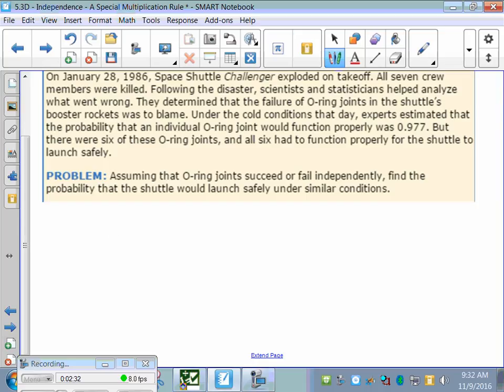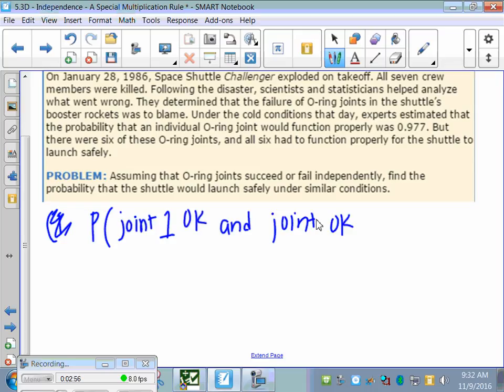So in order for it to launch safely, we'd have the probability of every single O-ring to pass. So they've got the joints in there. Joint 1 has to be okay. That has to pass. And the next joint has to be okay, so we'll say joint 2. And the next one, joint 3 is okay. All the way up to joint 6. There are 6 of them. They all have to be okay.